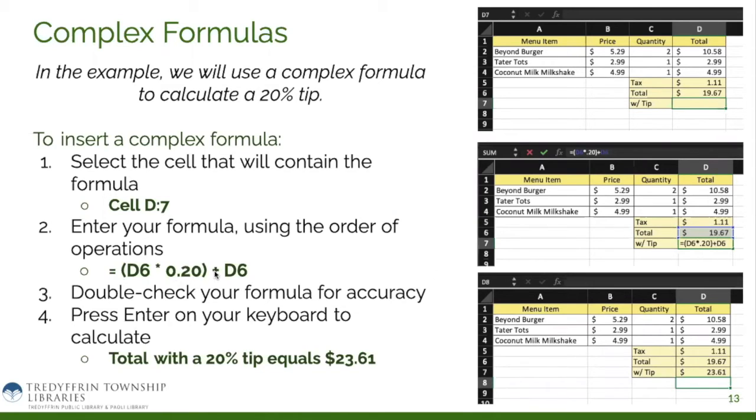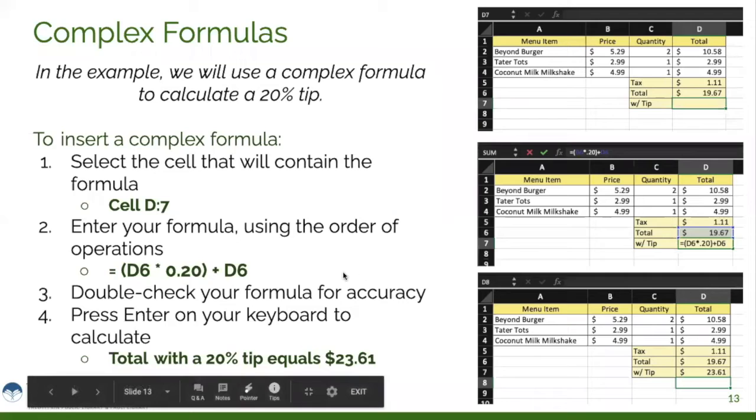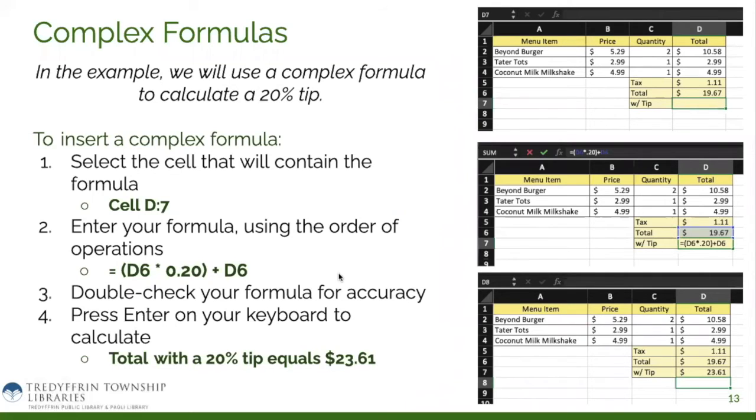And then we're tacking on a plus D6 after the parentheses to tell Excel that we're adding that 20% of D6 to D6 to get a grand total with tip. You always want to double check your formula for accuracy. So make sure you have your parentheses and you inserted your percentages correct. Percentages are a little bit tricky to enter at first, but you just move the decimal point over. So 20%, we're going to move it over 2 spots. And then you have 0.20.